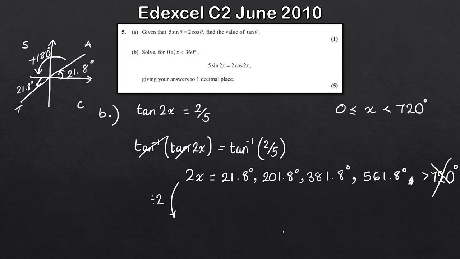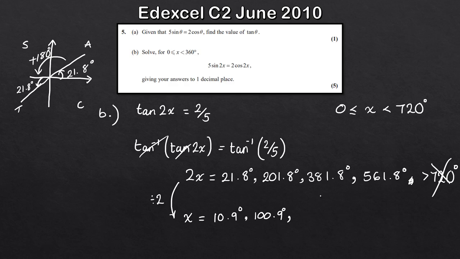So these are my solutions for 2x, but we just want x. So all I do here now is we divide all of these solutions by 2. So 21.8 divided by 2, that gives me 10.9. Remember, give all these solutions to one decimal place. So we get 10.9. 201.8 divided by 2, I get 100.9 degrees.